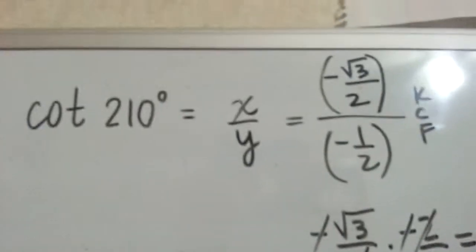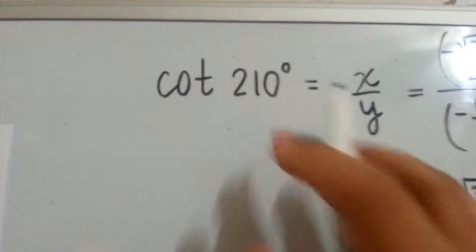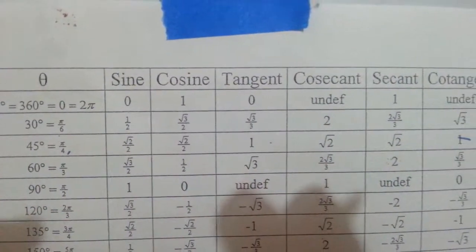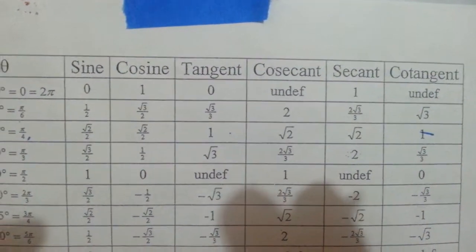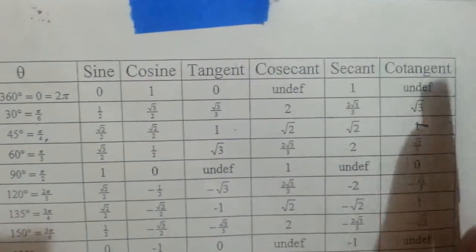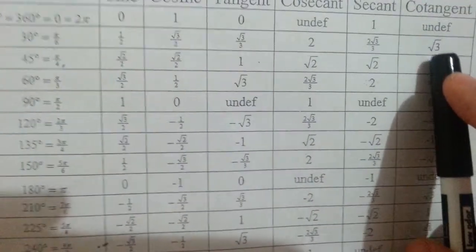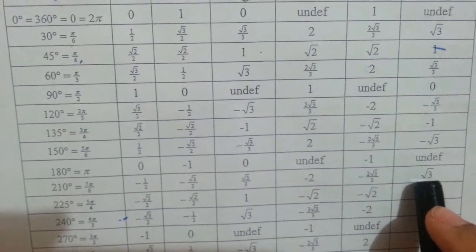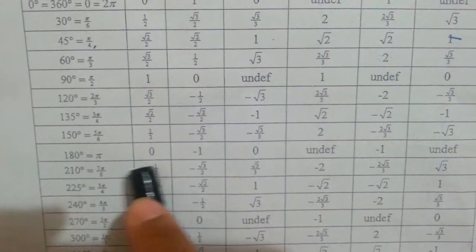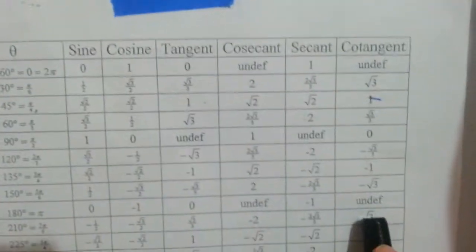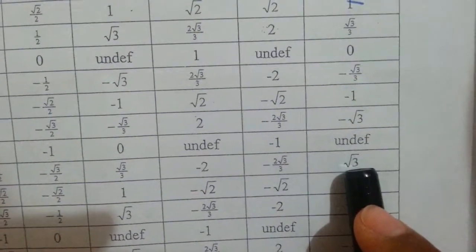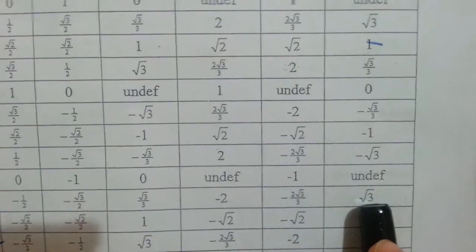Alright, we can usually use that table. We want the cotangent of 210. Why do they have to be so far apart? Alright, cotangent's over here. In 210, it's going to be, line it up. Let me see, 210. Right here. See? Square root of 3, just like what we got.